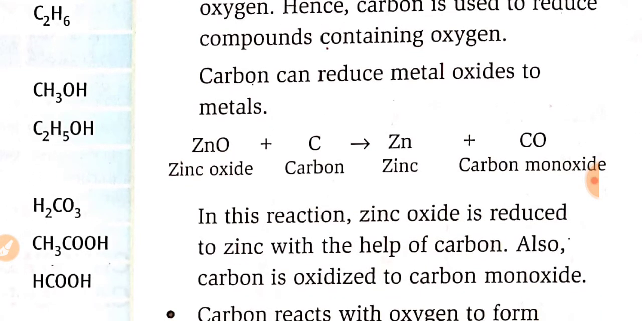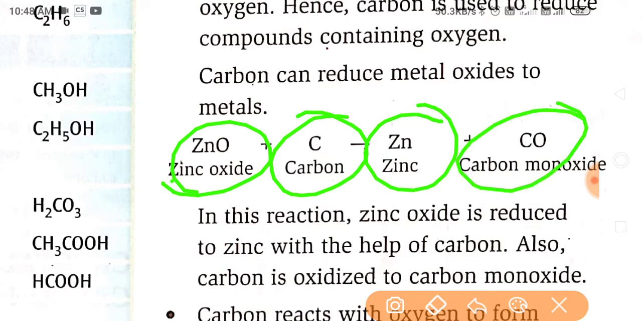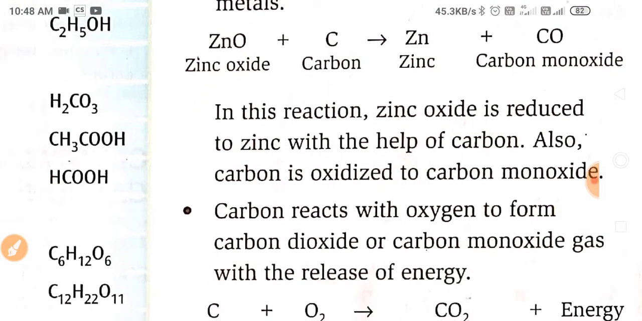ZnO plus C gives Zn plus CO. Okay, ZnO means zinc oxide and C denotes carbon. It makes zinc and carbon monoxide. In this reaction, zinc oxide is reduced to zinc with the help of carbon. Also, carbon is oxidized to carbon monoxide.